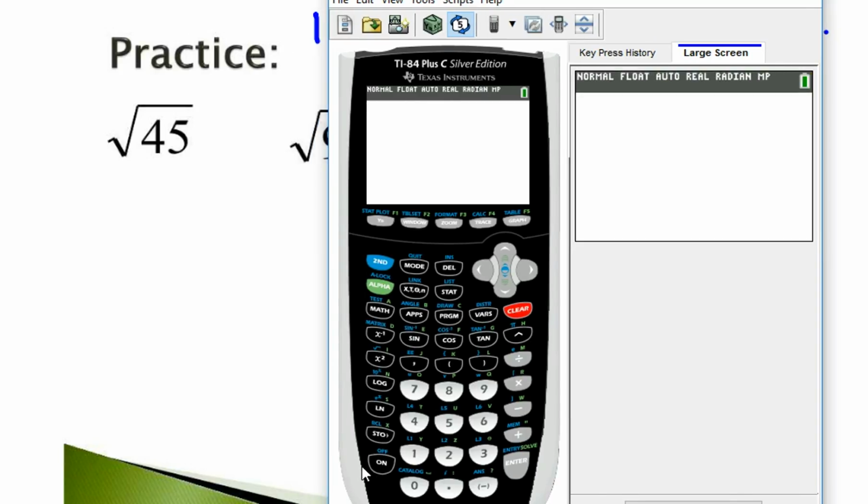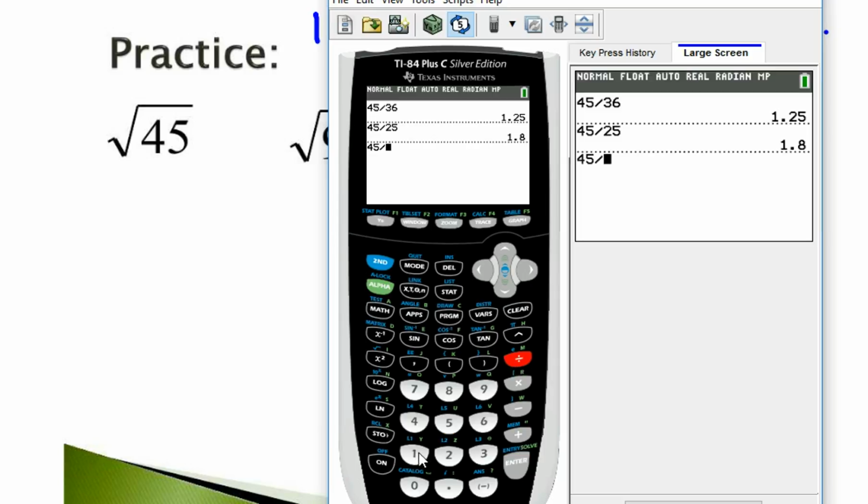Okay, so I have 45. Let me start with 45 divided by, maybe 36. That's not going to work. 45 divided by 25. That's not going to work. 45 divided by 16. Doesn't work. 45 divided by 9. Okay, so this is kind of the process that I want you guys to work through.